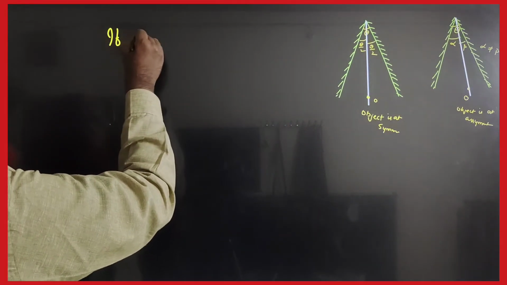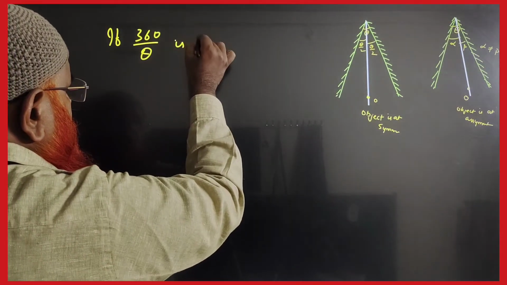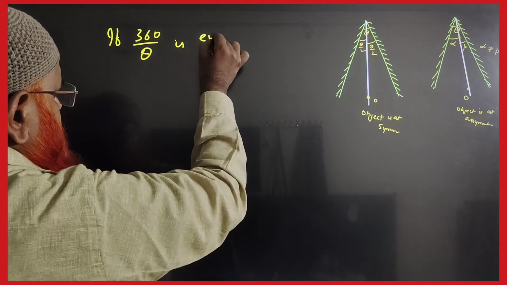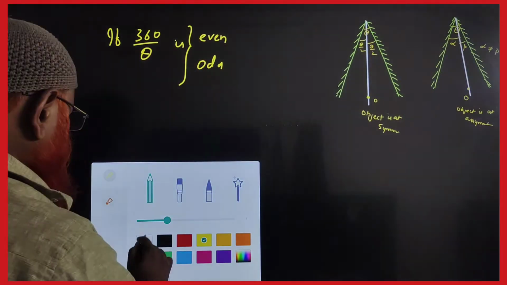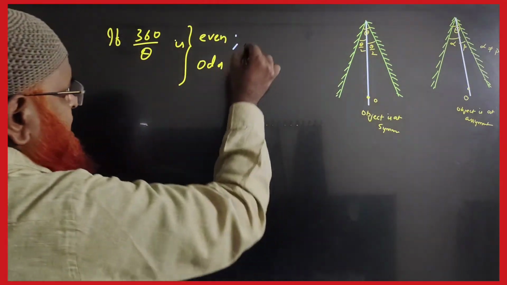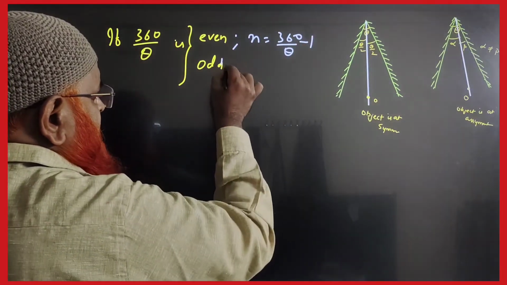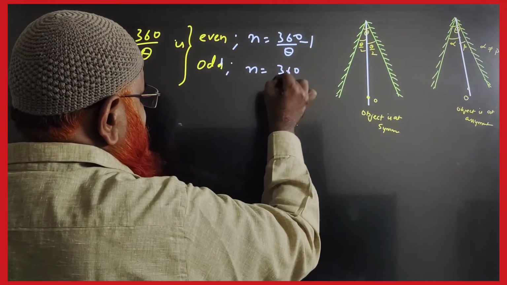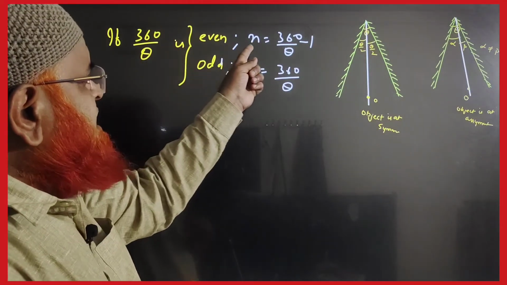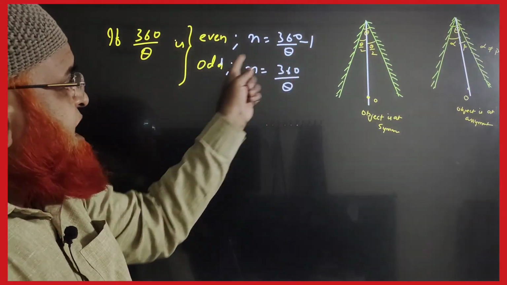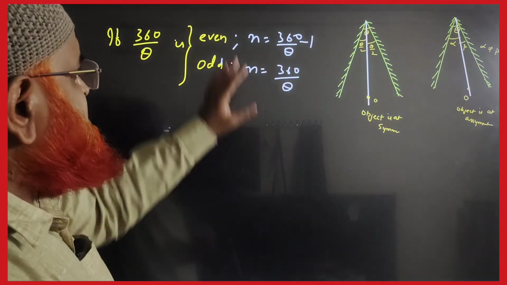Now, if 360 by theta is even, and second, odd. Okay, so what is going to happen? If it is even, n is equal to 360 by theta minus 1. If it is odd, n equal to 360 by theta. So if it is even, then you have to subtract 1. If it is odd, you take 360 by theta. Understood? This is the main condition.